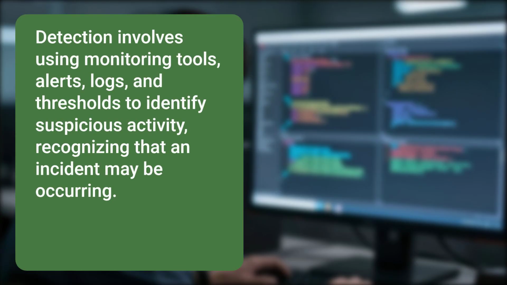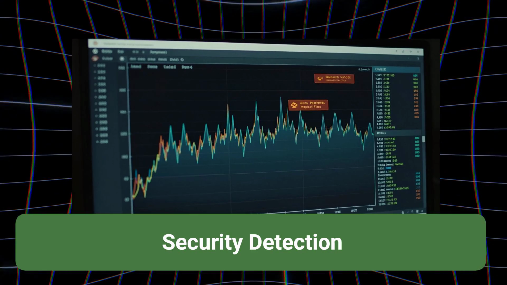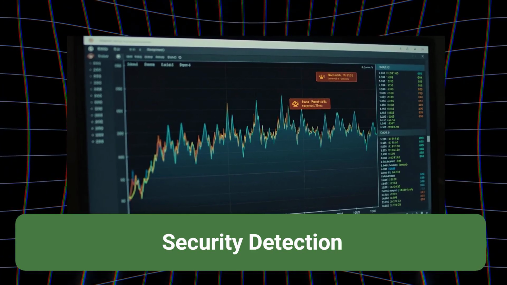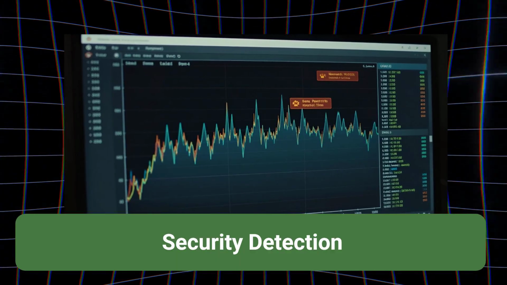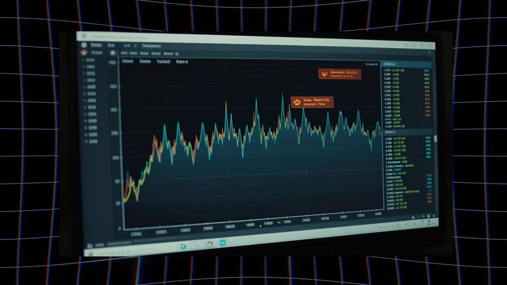Detection is the phase where monitoring tools, alerts, logs, and thresholds are used to identify suspicious activity and recognize that an incident may be occurring. A typical CompTIA question might describe unusual traffic, malware alerts, or abnormal system behavior being noticed, and the correct concept is detection, because this is when the organization realizes something is wrong and raises the alarm.